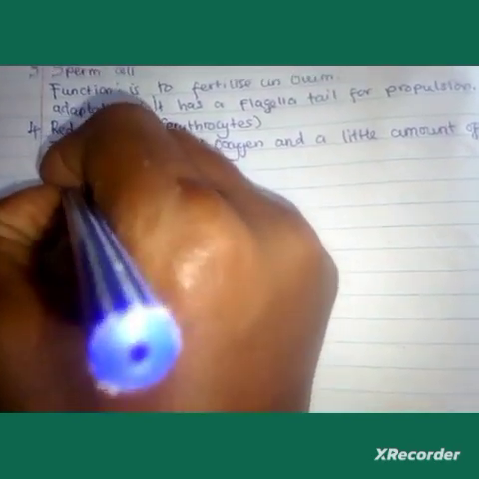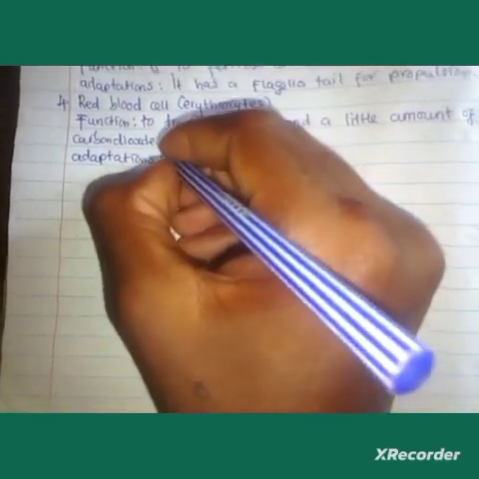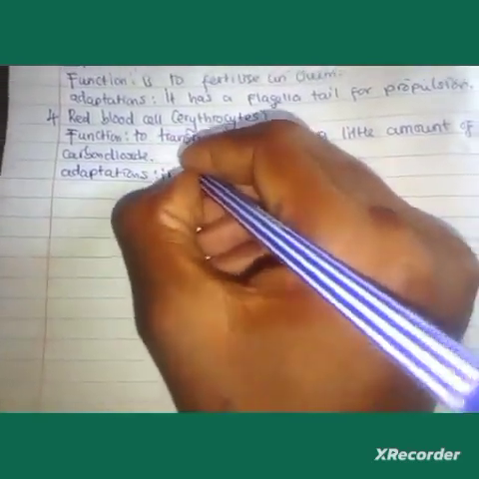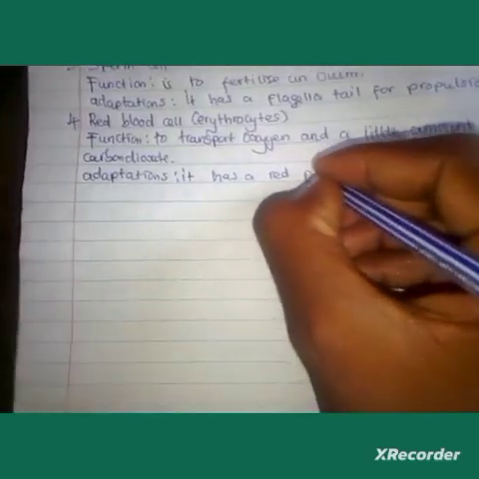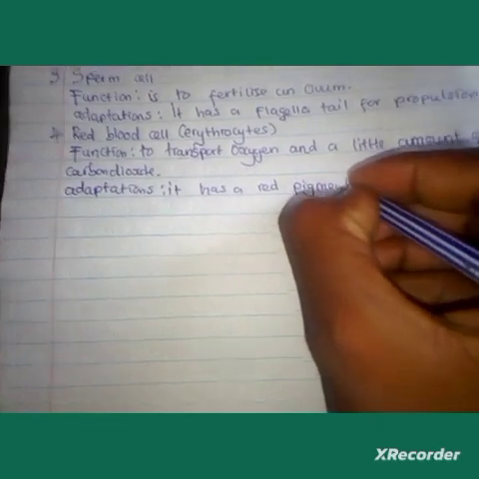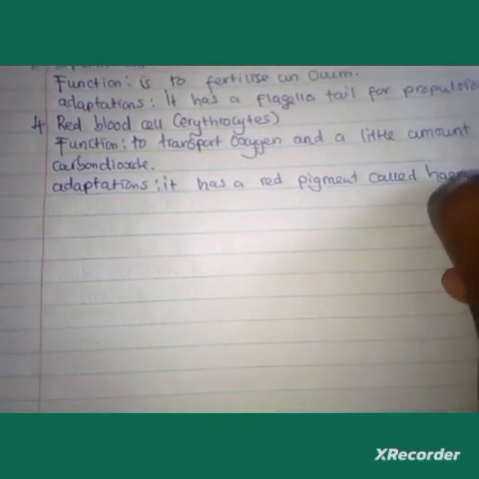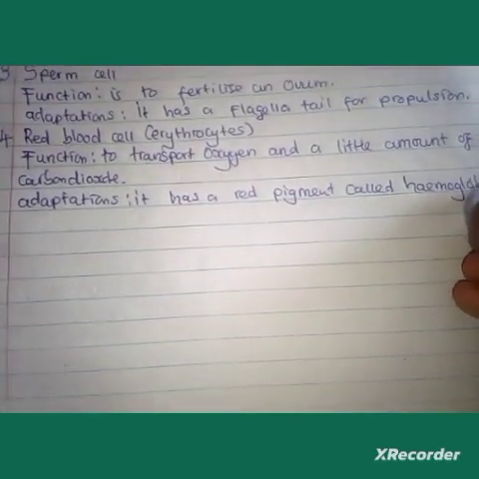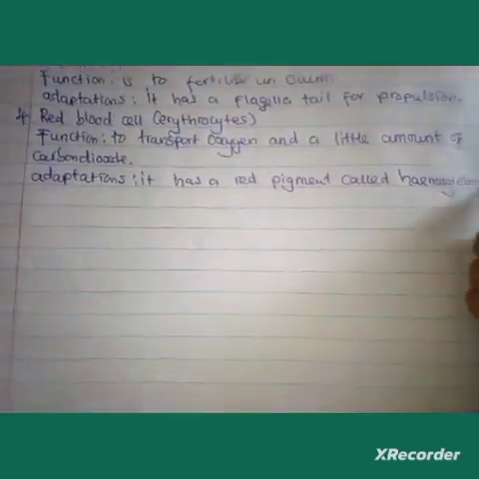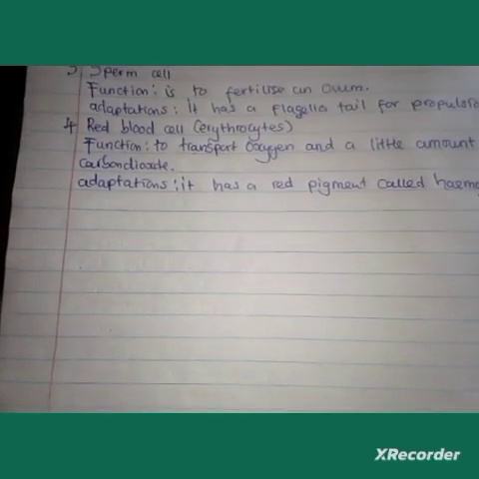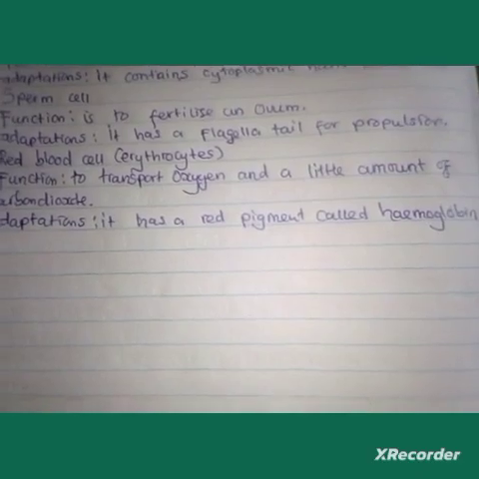And the adaptations of the red blood cells, it has a red pigment called hemoglobin. It has got a red pigment called hemoglobin. This hemoglobin, it has got a higher affinity or attraction to oxygen.